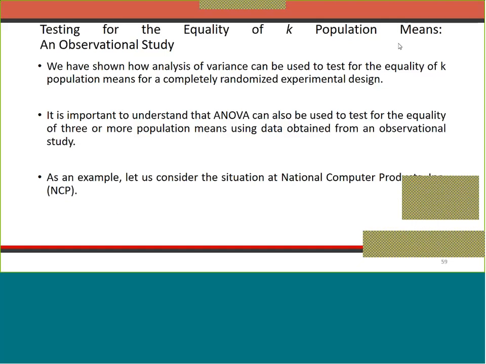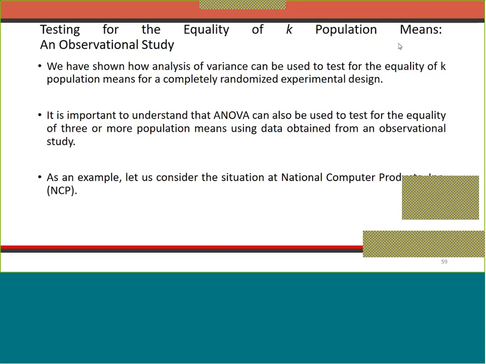It is important to understand that ANOVA can also be used to test for the equality of three or more population means using data obtained from an observational study. In the previous concept, we tested the equality of three or more population means through an experimental study, that is, completely randomized design. Now I'll give you an example of an observational study in which we are going to test the equality of three or more population means.